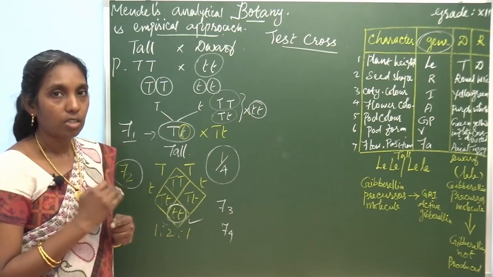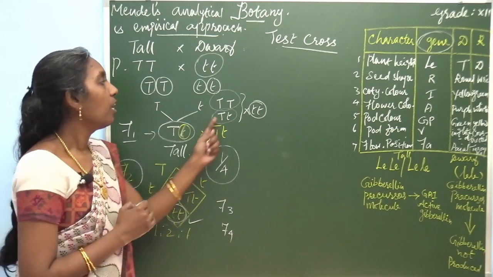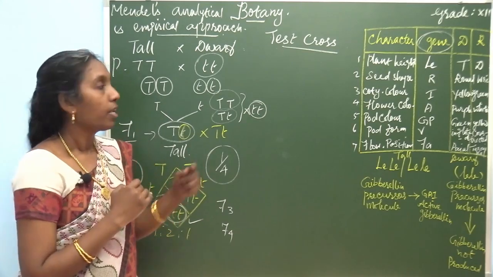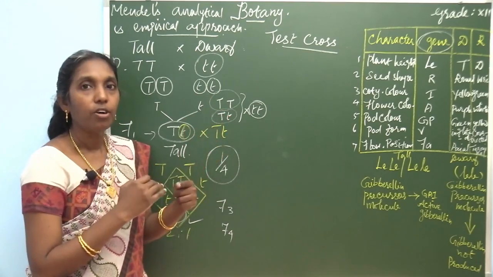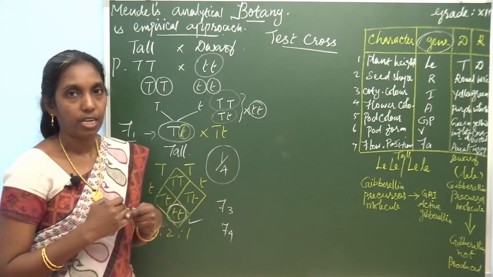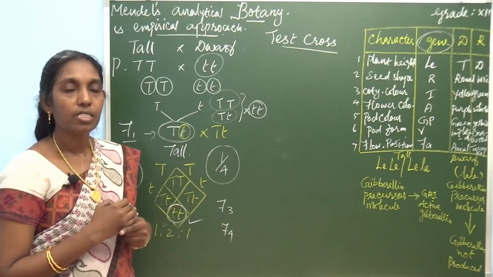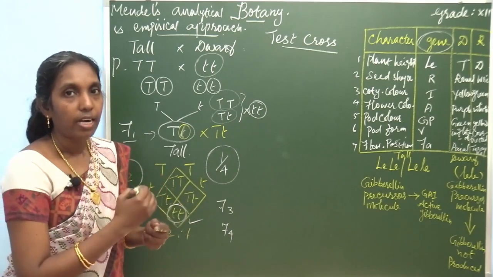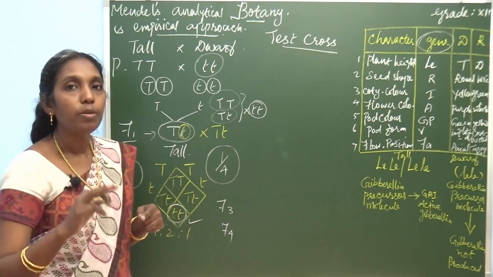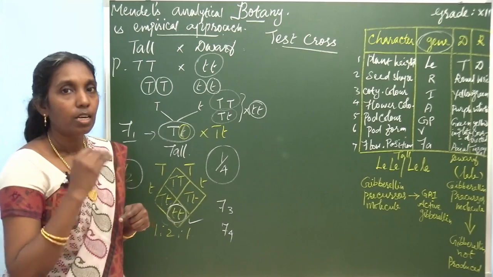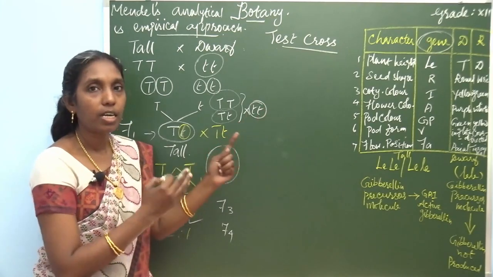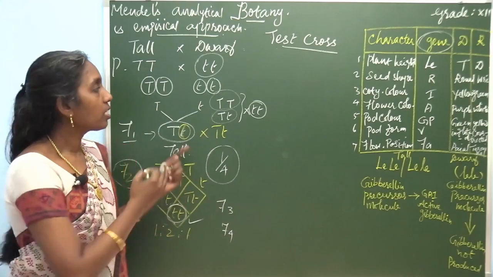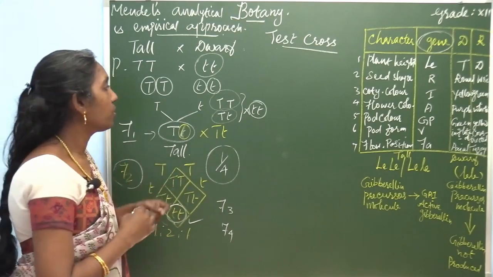So, a test cross determines whether the tall plant is homozygous or heterozygous. What is the definition of test cross? A test cross is a cross between an unknown character and a double recessive, here small t small t. So this can be predicted. Let us see how it gives the answer.